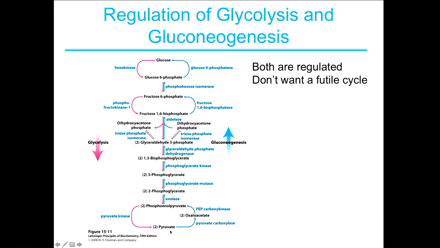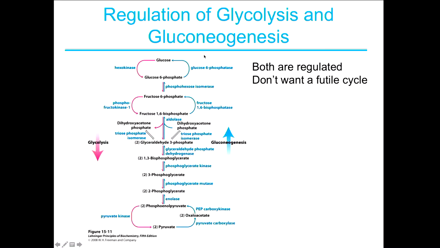We can also take pyruvate, we and many other organisms, and go in the other direction and make glucose. But in order to do that, we need to invest some ATP, and we don't get it back up here. Remember these steps up here, this fructose 1,6-bisphosphatase, this glucose 6-phosphatase. We don't get ATP back at the end of gluconeogenesis. We just invest ATP down in these areas.